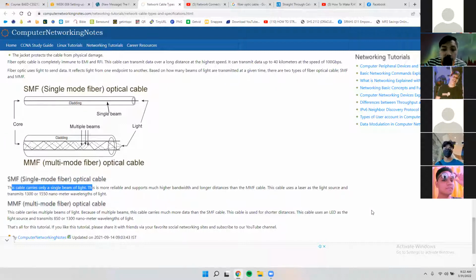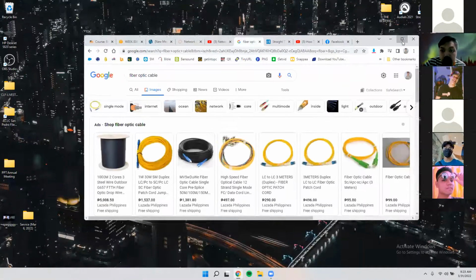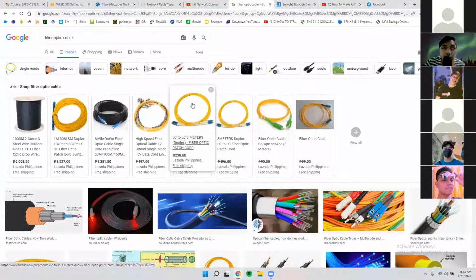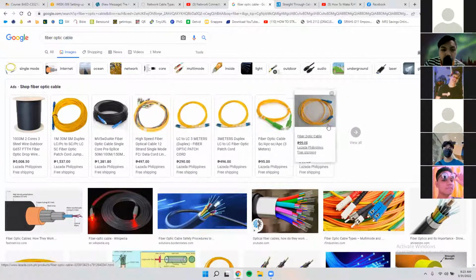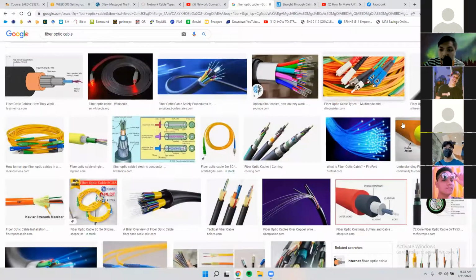This cable uses an LED as a light source that transmits to 850 or 1,300 nanometer wavelengths of light. Okay? So yan yung sa fiber optic. So pakitaan ko lang ulit kayo ng itsura ng fiber optic. Yan. So ito yung, 'di ba, yung tawag dito sa PLDT, sa Converge, 'di ba, yung mula doon sa network sa labas and then may connection na fiber optic cable which is ganito ang itsura. Okay? Wait lang.